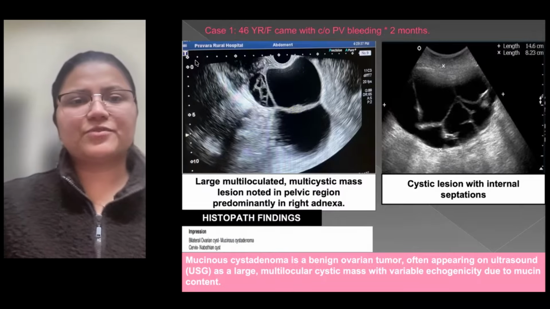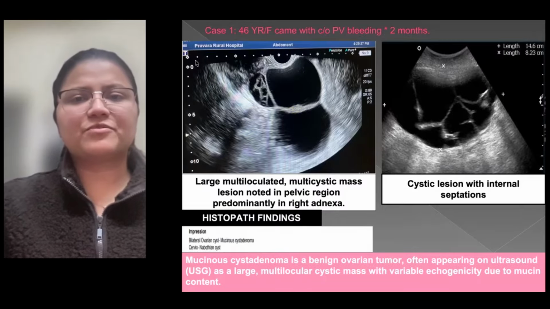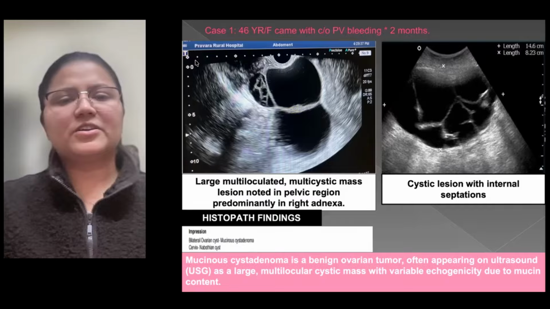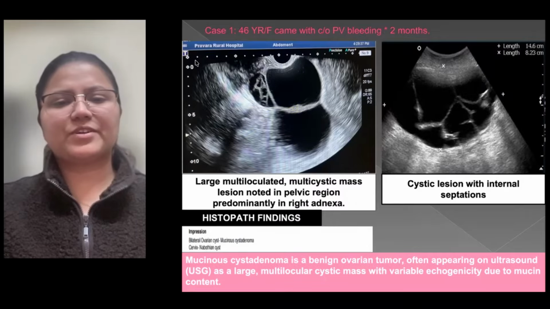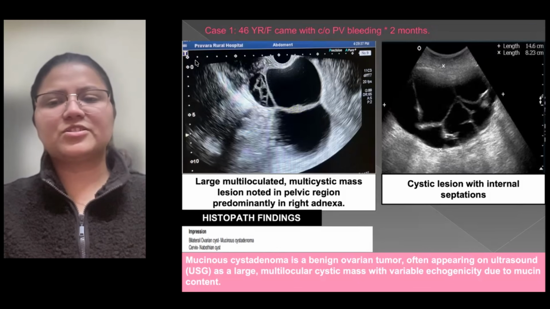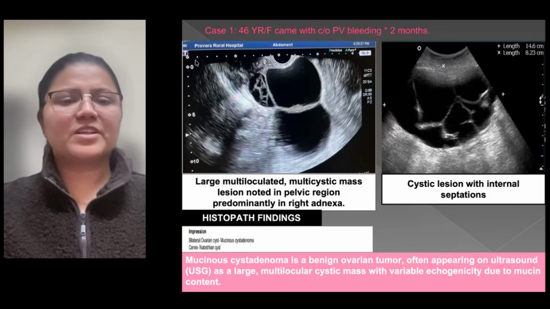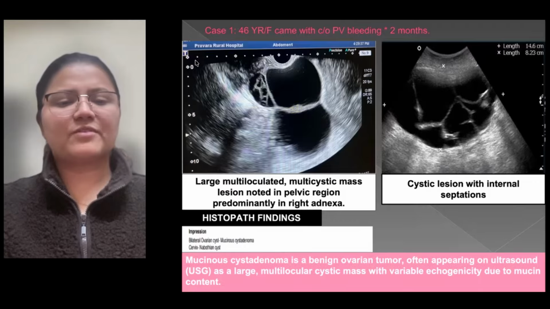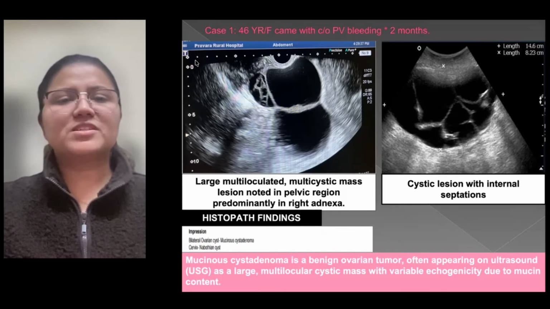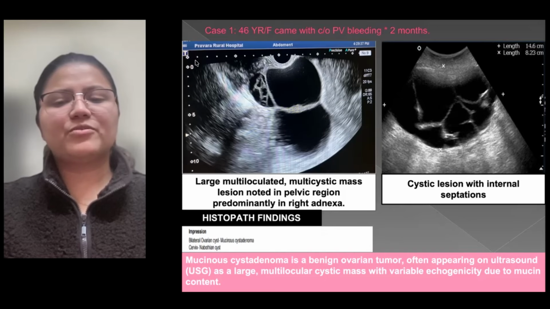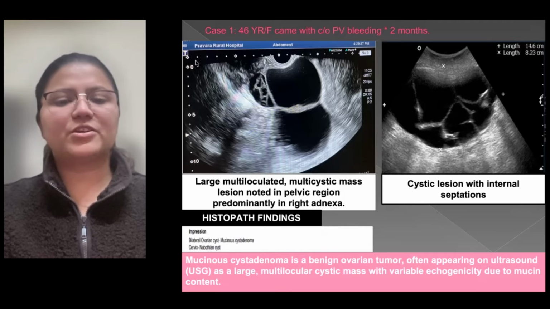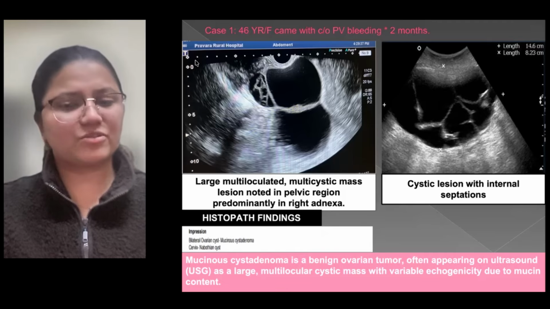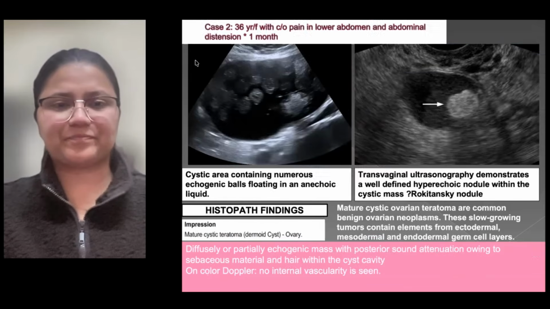First case for today is a 46-year-old female who came with chief complaints of PV bleeding since 2 months. In the first image, you can see a large multiloculated multicystic mass lesion noted in the pelvic region, predominantly in the right adnexa. In the second image, you can see the cystic lesions with internal septations. Histopath findings confirmed mucinous cystadenoma. Mucinous cystadenoma is a benign ovarian tumor often appearing on ultrasound as a large multiloculated cystic mass with variable echogenicity due to its mucin content.